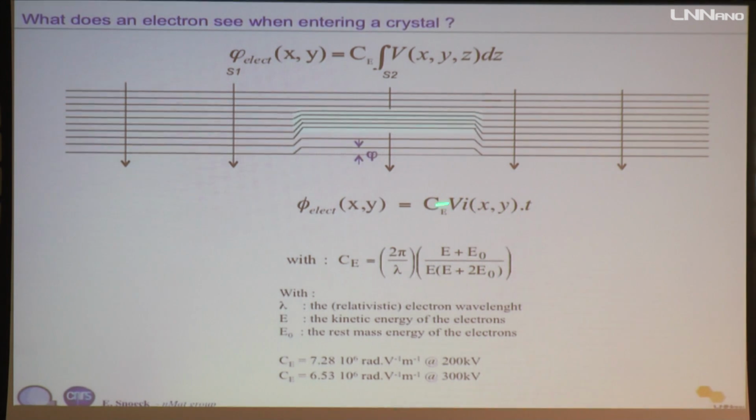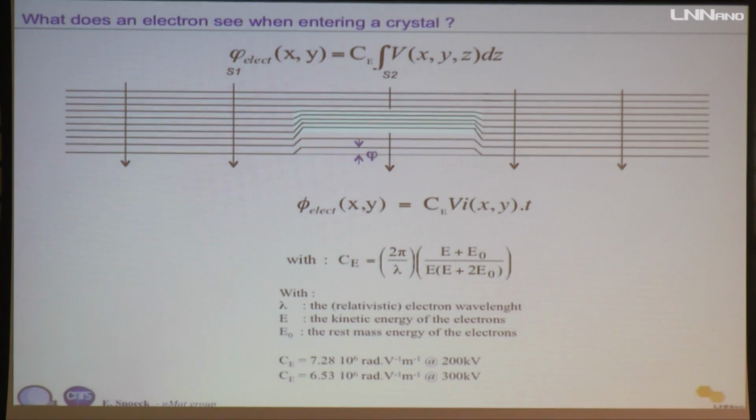And then if the material is homogeneous in thickness, if you have only one type of material, you get this constant factor times the mean inner potential times the thickness of the material, in case the system is homogeneous. C is an electrostatic constant which depends on the electron wavelength, the kinetic energy of the electron, and the rest mass energy of the electron. And this is the value of C.